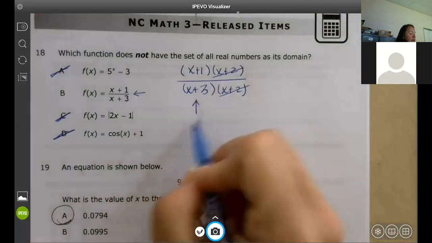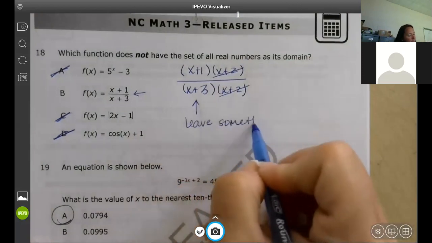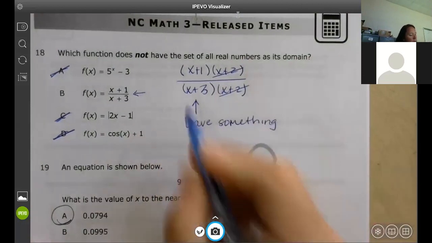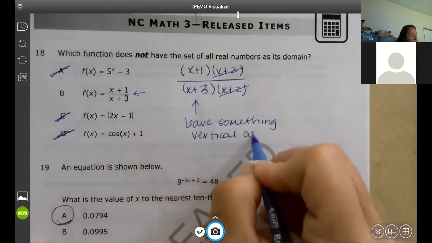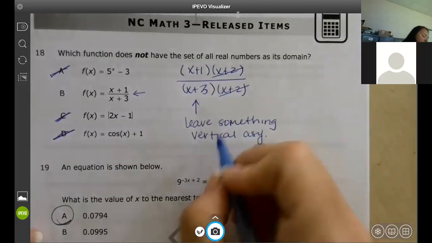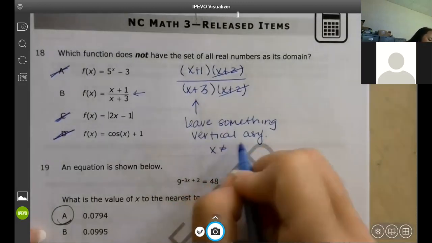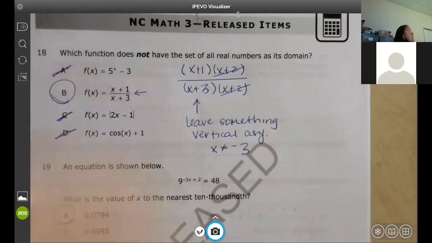When we leave something in the denominator, that's a vertical asymptote. That means it doesn't touch that x. So x cannot equal -3. So we have a vertical asymptote, which means a jump or a gap. That's that point of discontinuity. So it definitely is B.